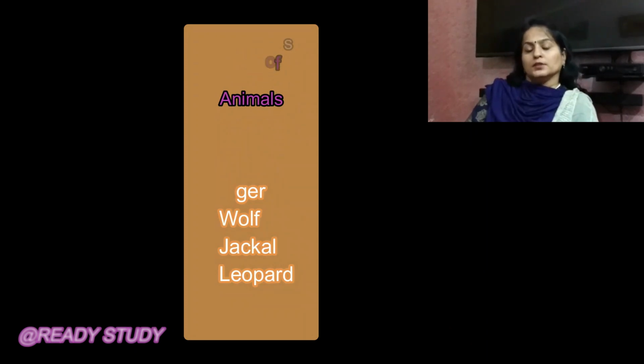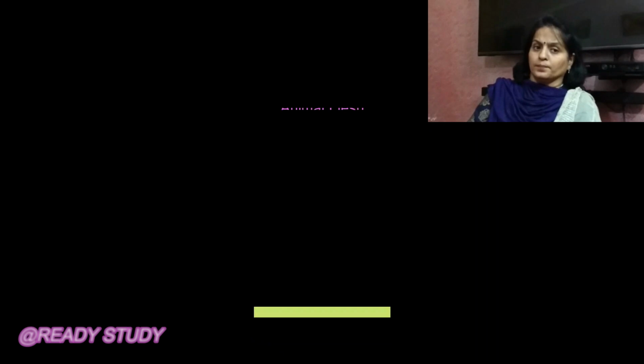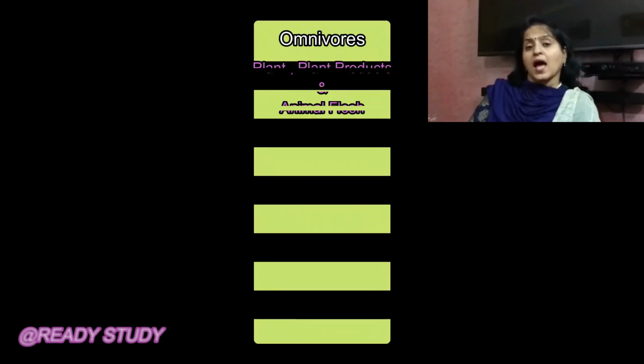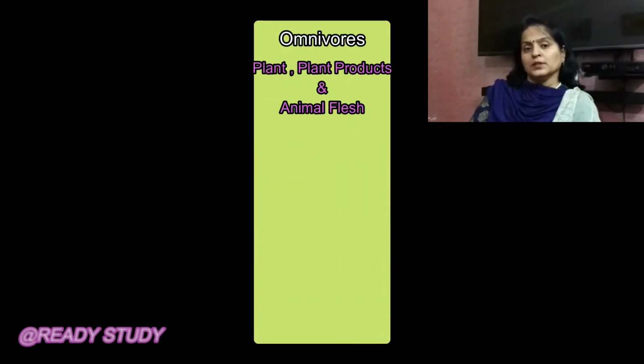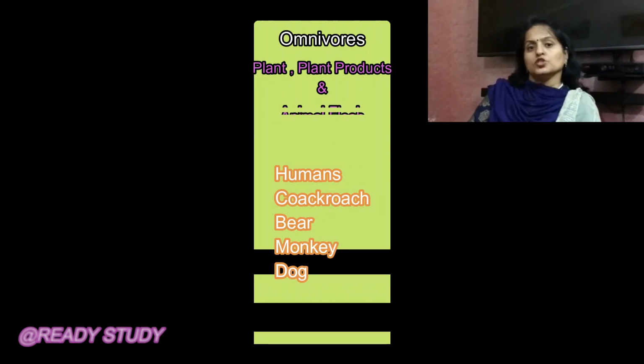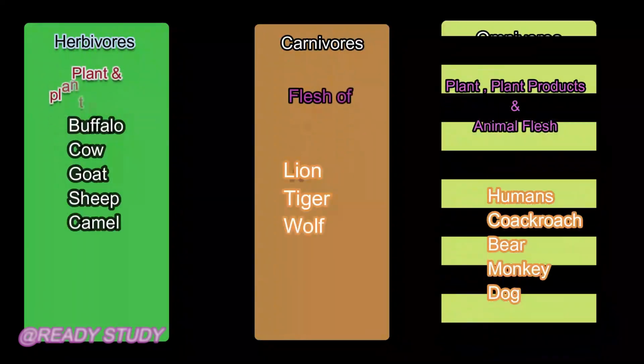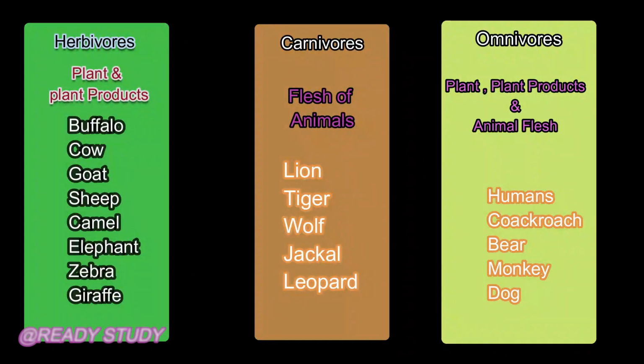And number three is omnivores. In this category, animals come which can eat plants, plant products and the flesh of other animals, like humans, cockroach, bear, monkey, dog, etc. So, there are three categories: herbivores, carnivores and omnivores. You have to learn their definitions as well as examples.